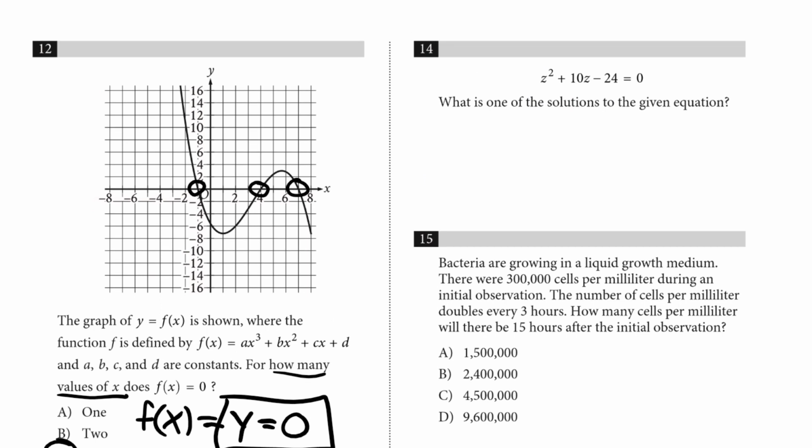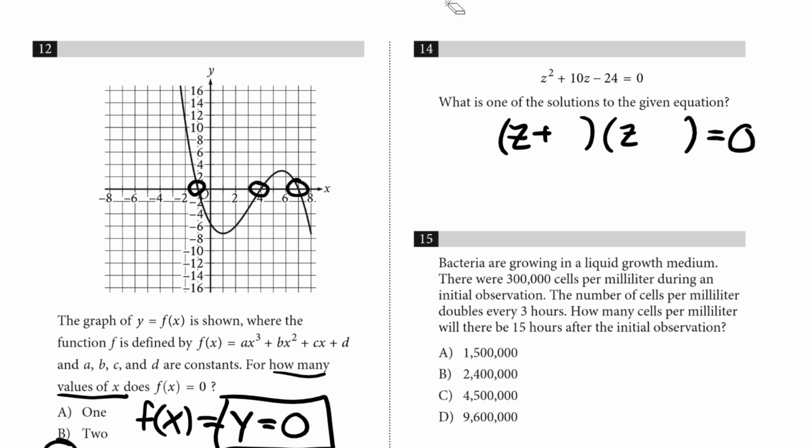Number 14. What is one of the solutions to the given equation? We have z squared plus 10z minus 24 equals 0. We're going to split this up into two sets of parentheses so that we can factor the quadratic equation. Since we have z squared as our first term, we are going to write z as the first term for both sets of parentheses. The first sign is a plus, so we're going to write that here.